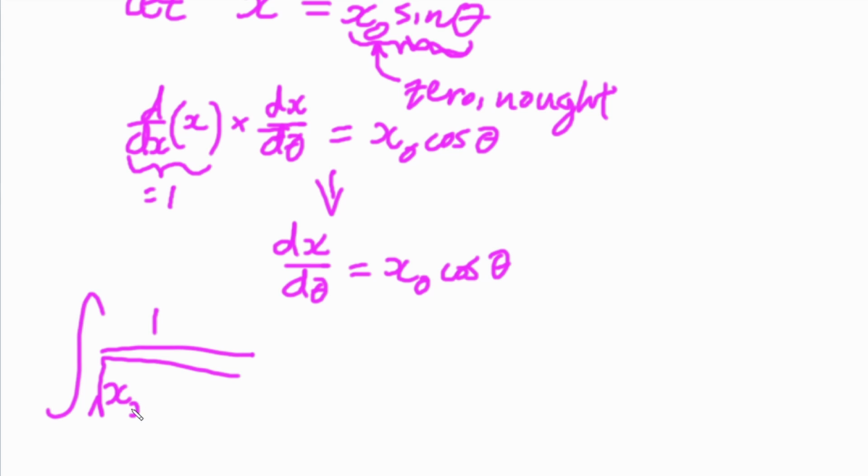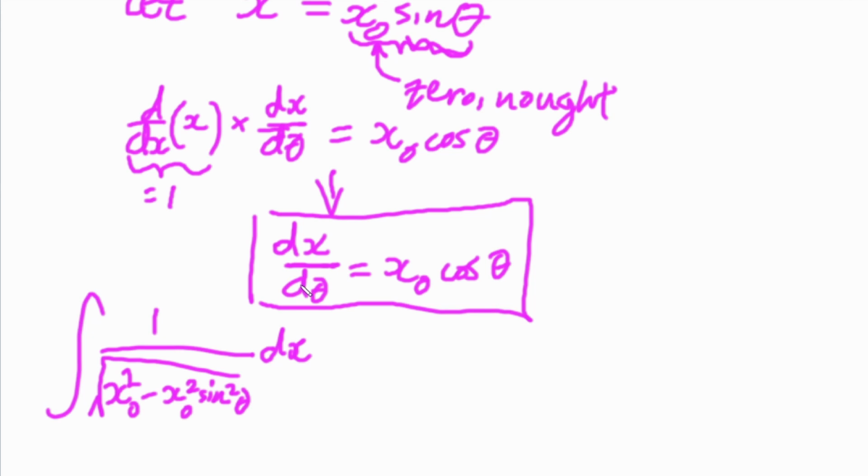So this gets us to 1 over the square root of x naught squared minus x naught squared sine squared theta dx. It's the integral of this multiplied by the infinitesimal change in x. But we want that in terms of the infinitesimal change in theta, so that we can apply our known integration techniques. So given this equation here, an infinitely small change in x divided by an infinitely small change in theta is equal to the constant x0 times cos theta for whatever theta it is. So if we multiply both sides by the infinitely small change in theta, d theta, we'll get dx is equal to x0 cos theta d theta.